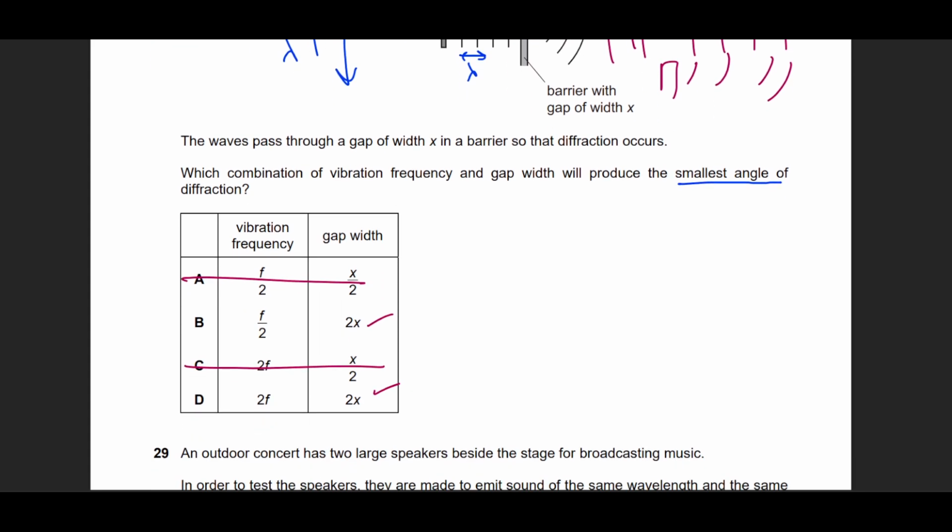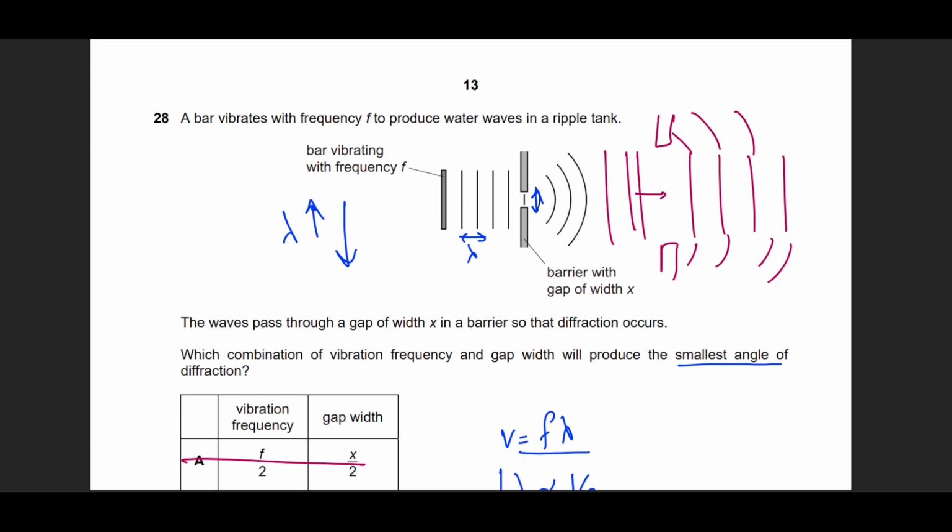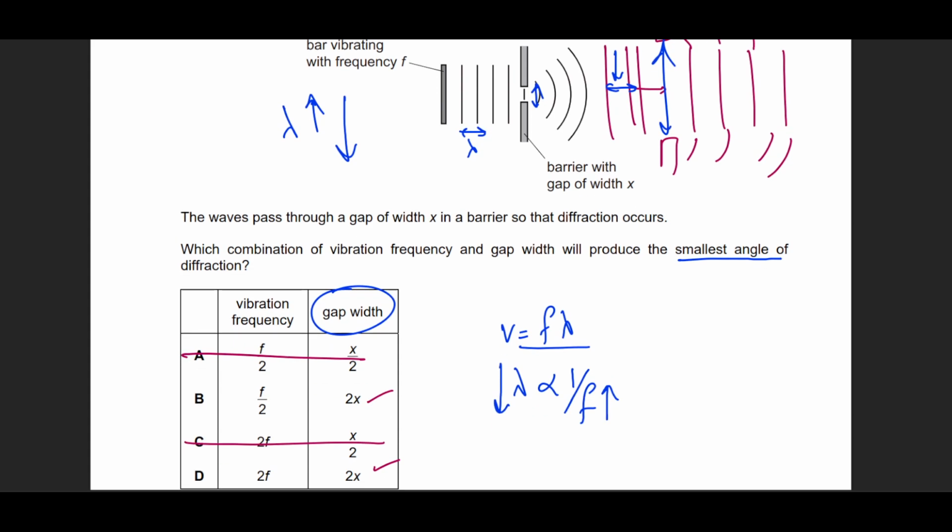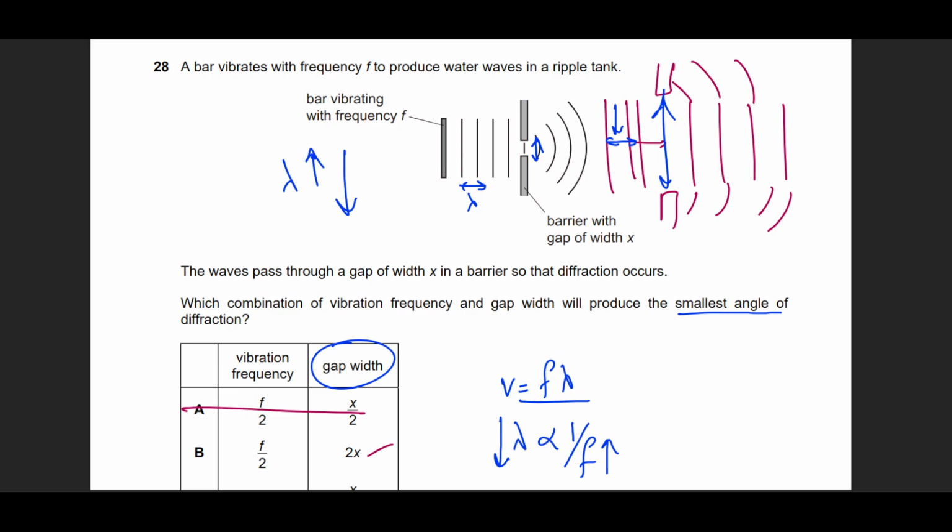Now if I look at the formula v equals f lambda, what can we do to the frequency? Since lambda is inversely proportional to frequency, I would like to increase the frequency so that wavelength decreases. Why? Because I am increasing the gap width, deliberately making it larger, and I will deliberately make the wavelength smaller so that both will have a very large difference between them, because we know that the gap width should be at least greater than or equal to the wavelength for diffraction to occur.